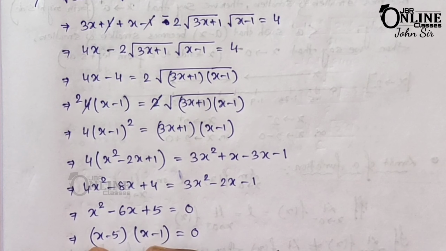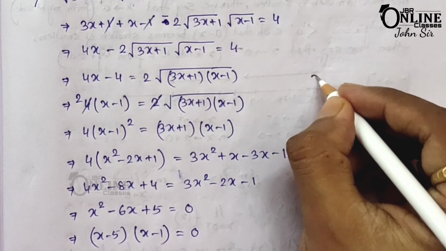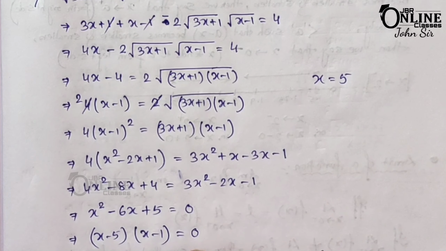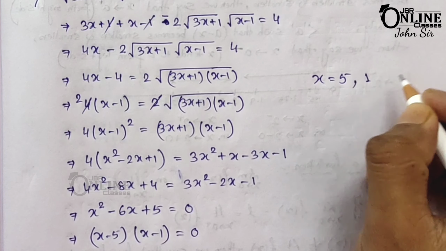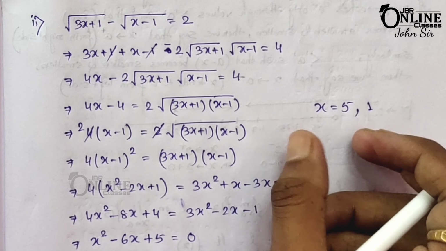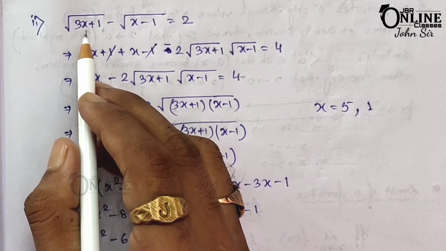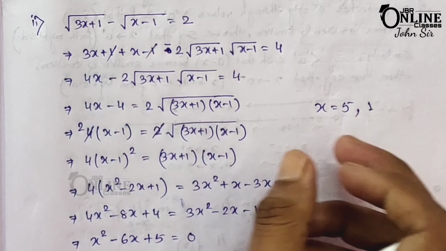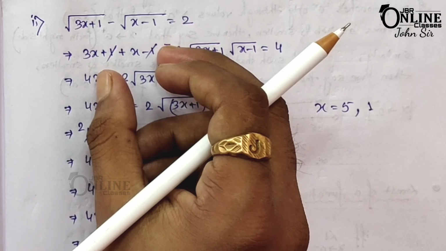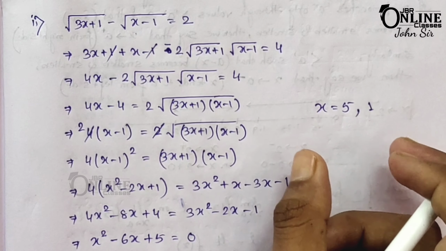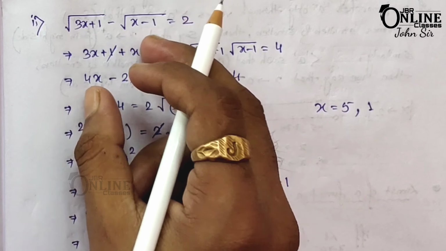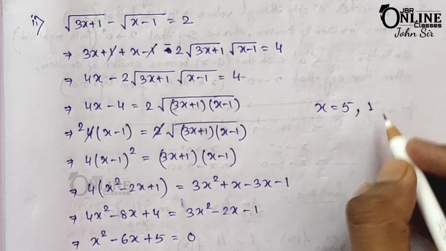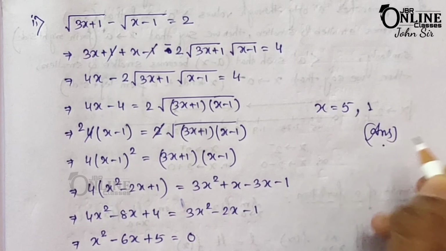So if x - 5 = 0, then x = 5, and if x - 1 = 0, then x = 1. Now you have to check this one. Just put in the values 5 and 1. If these two values satisfy this equation, then this will be your final answer. So 5 and 1 both satisfy this equation. That means the given solution is 1 and 5.